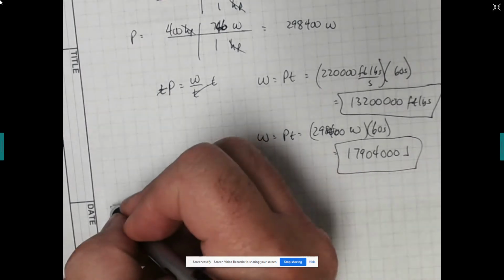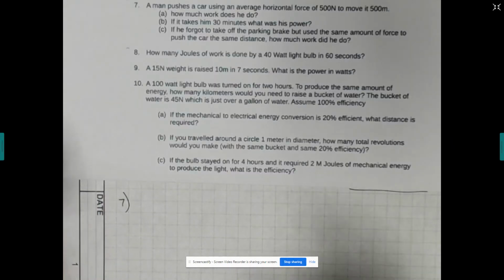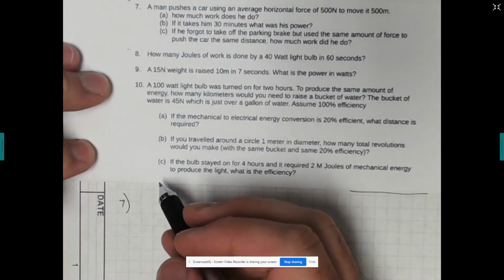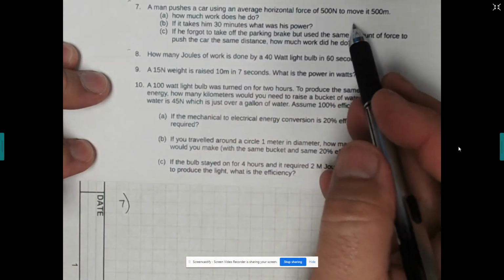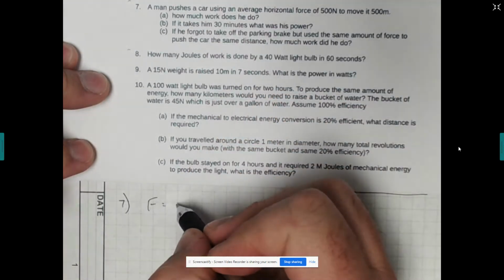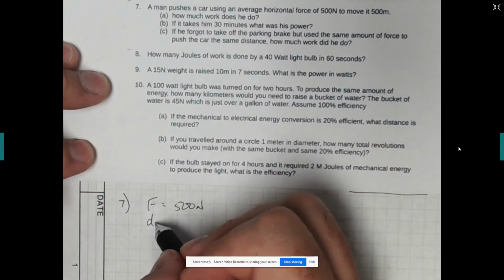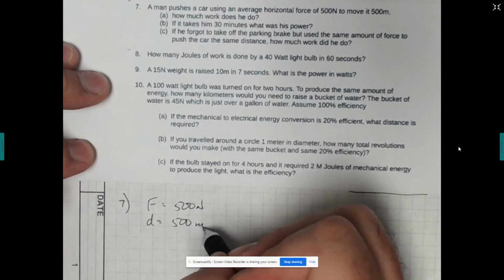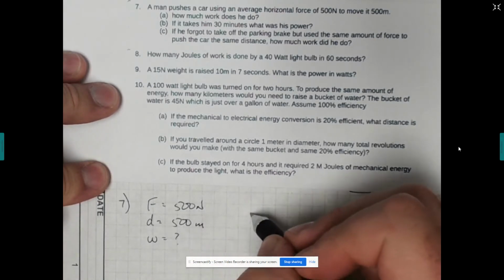Okay, let's move on to number 7. On number 7, it says a man pushes a car using an average horizontal force of 500 newtons to move 500 meters. So my force is equal to 500 newtons, and my distance is 500 meters. How much work does he do? So work is my unknown.